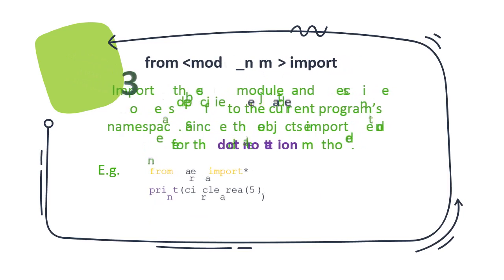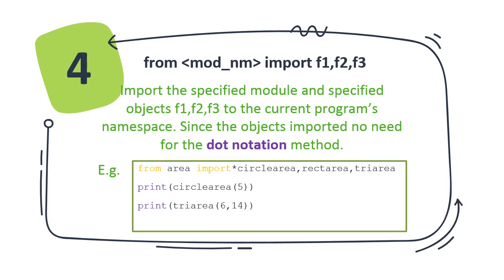This is the third method: from module name import function 1, function 2, function 3. So from the specified module you can import specific objects. For example, if in a particular program only certain functions of a module are needed, and not every function in the module, then you can import the specific functions using the import statement. From area import function names 1, 2, 3, etc.